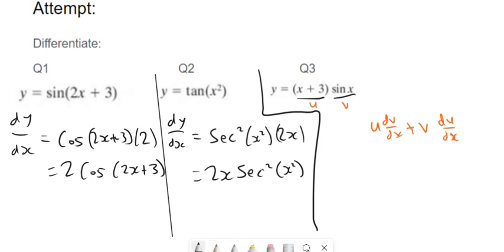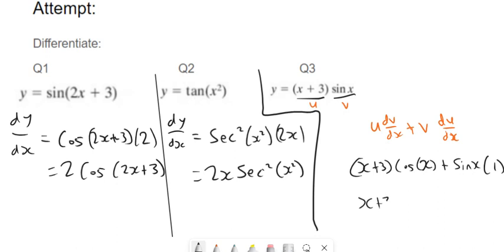So u is just x plus 3. dv dx then, so the differential of sin x will just be cos x. So just put in cos x there. Plus v, which is sin x. And du dx, so the differential of x plus 3 will just be 1, because 1 times 1 is 1, the 3 has gone away. So just 1. So that's it then.